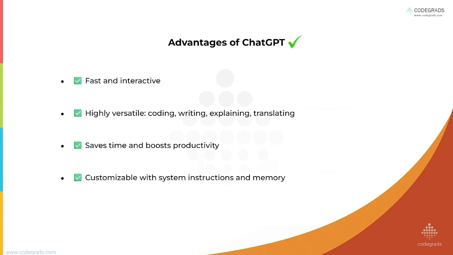Now, the advantages of ChatGPT are: it is fast and interactive. We can basically interact as if we are talking to a human. It is highly versatile. We can code, write, explain, translate, and summarize. So multiple tasks can be done using ChatGPT. It saves time and boosts productivity. It is quite productive when we ask questions in a specific way, with a specific prompt containing the whole details. It is customizable with system instructions and memory. It is more natural. It can hold human-like conversation and answer complex questions quickly. It can speed up writing, coding, and research, and it learns from the prompt to tailor responses.